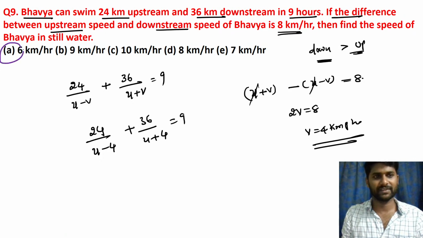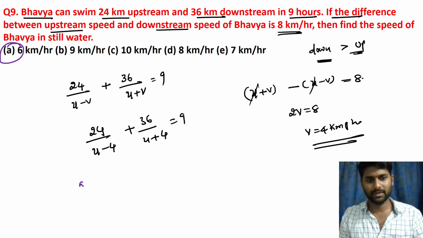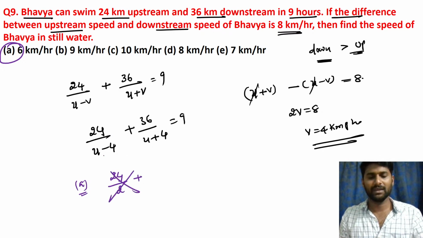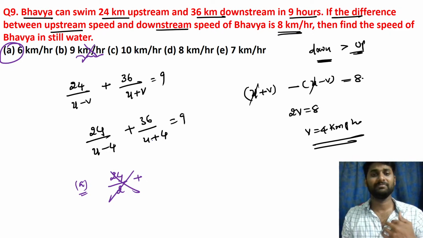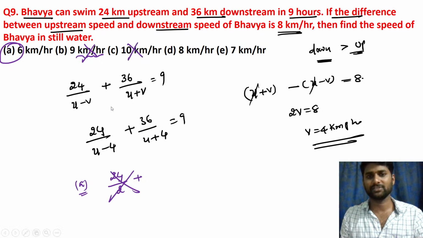If I take it as 6, for example, option A, is 6 right or wrong? See, 24 divided by 6 minus 4 is equal to 12, so it exceeds the number. And 9 minus 4, see, 9 minus 4 becomes 5, again it is in terms of decimal. And 10 minus 4 and 10 plus 4 is 14. In the 14 table, we never get 36. It is also a wrong option.